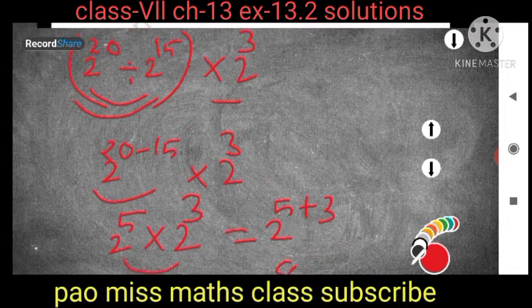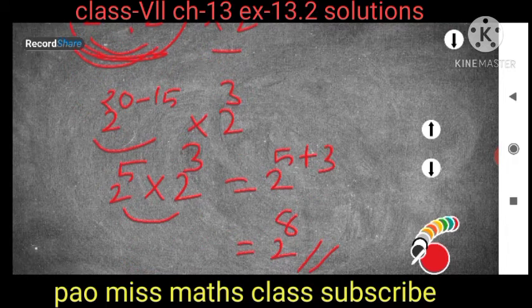So if there is any bracket, then you have to solve the bracket first, okay. After that you will solve the remaining part. So hope you have understood. You can see this, or you can pause my video and complete the notes. So now I will explain the next question.